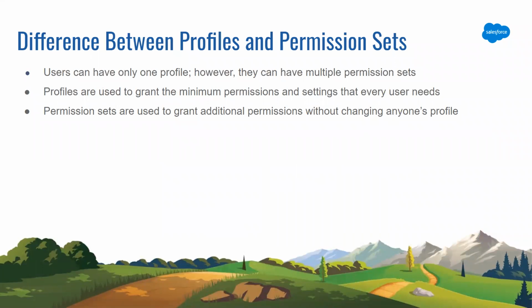It also, I thought, was important to look at the difference between the profiles and the permission sets. Users can only have one profile, but as I stated before, they can have multiple permission sets. The profiles grant minimum permissions, and then the permission sets are used to extend access within the org.